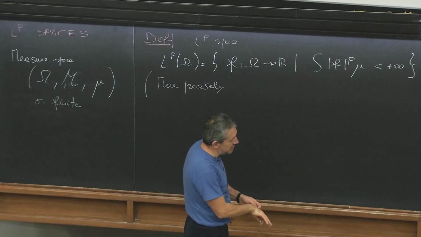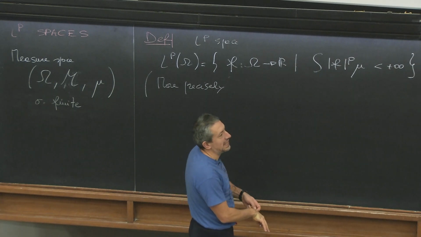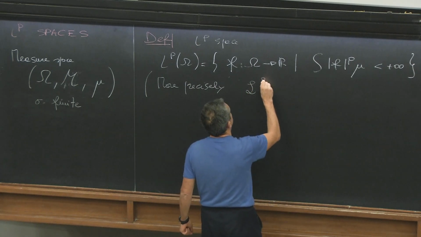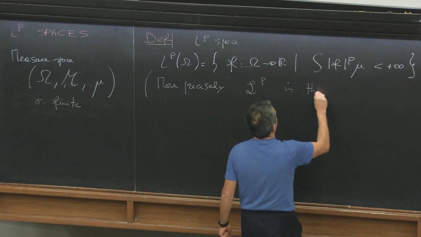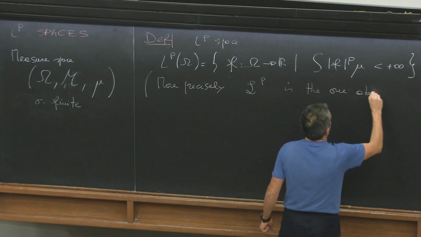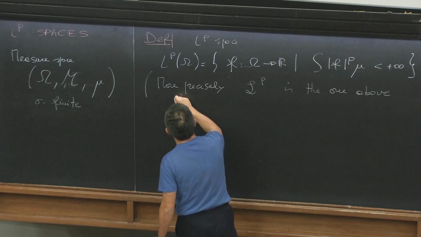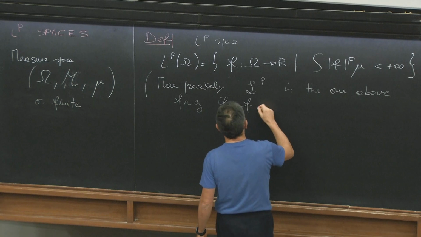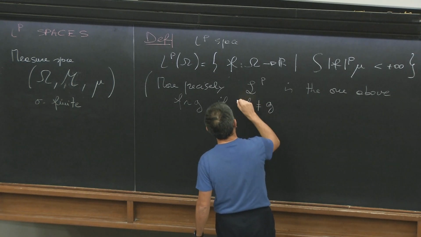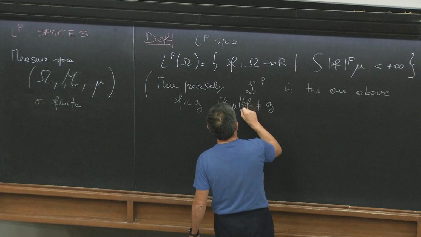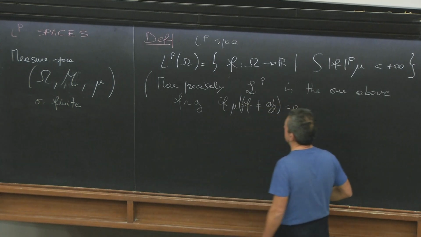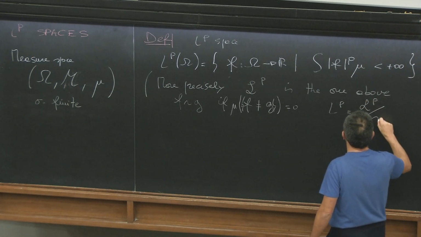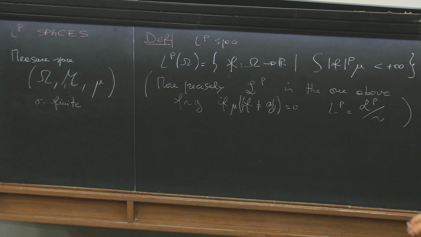Okay, more precisely, this is not really related to functional analysis, it's just related to measure theory. So you should have LP as the one above. Then you say that f is equivalent to g if the measure of the set where f is different from g is equal to 0, and then LP is over this quotient. So you identify two functions.